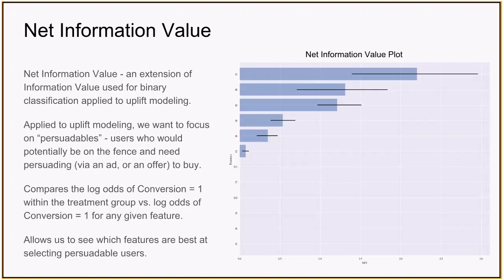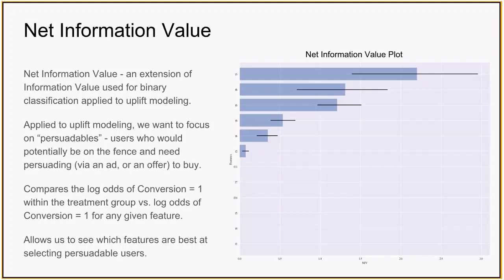And that's sort of the easy way to think about it when it comes to binary classification. But applied to uplift modeling, we're really looking for the net information value. So it's really just an extension of that information value applied to uplift modeling. It compares for any given feature the log odds of the conversion being 1 within the treatment group when that feature is present or a certain value, and the log odds of that conversion being 1 in the control group, and it subtracts the control log odds from the treatment log odds and gives us that net information value.